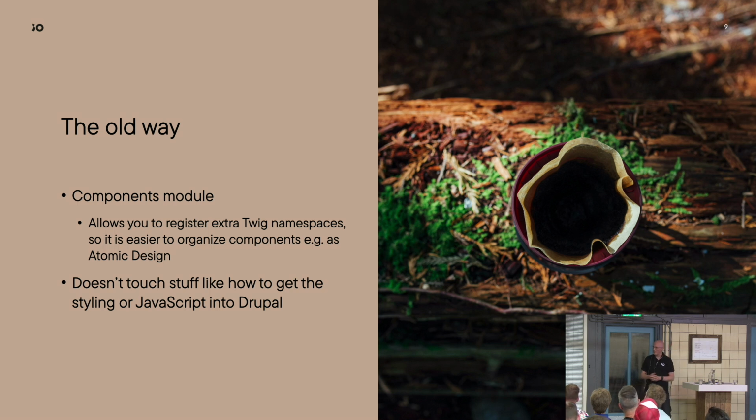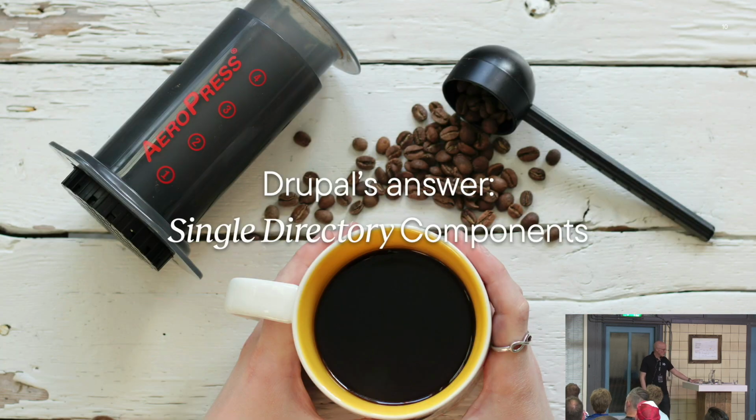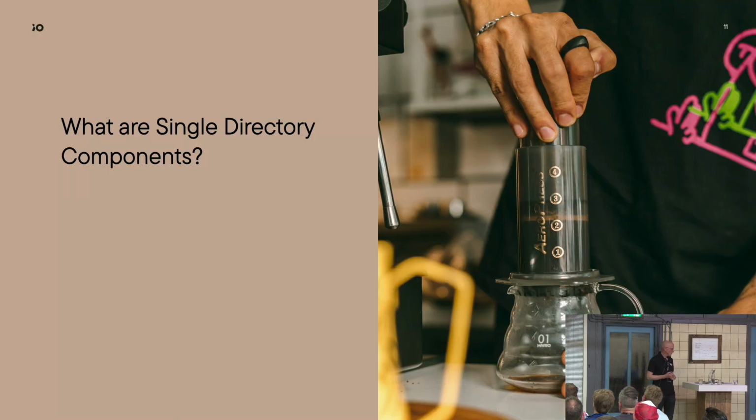So it doesn't do anything about the JavaScript and the styling, so you need to fashion something for that, and some projects just put all the styling together, and others devise something that's actually a bit closer to single directory components. So Drupal's answer, single directory components. What are they?